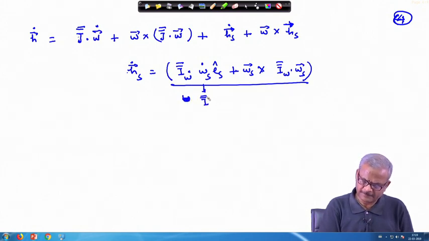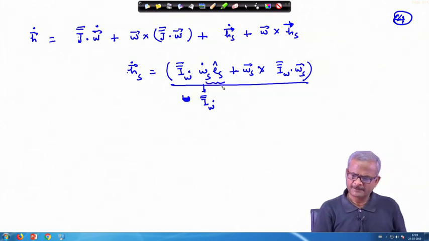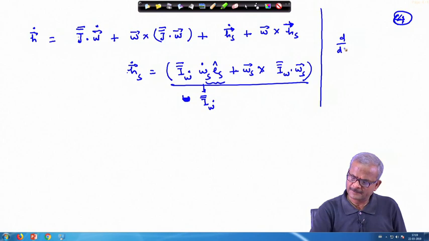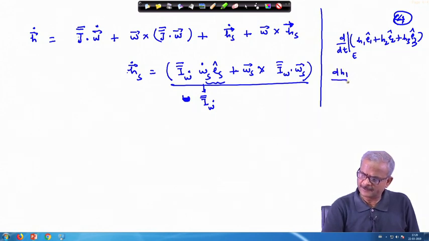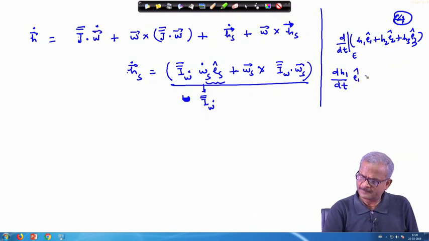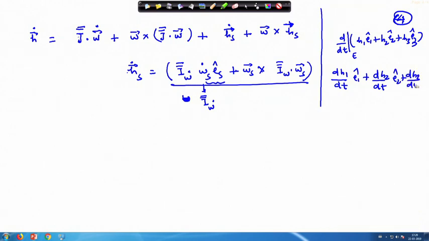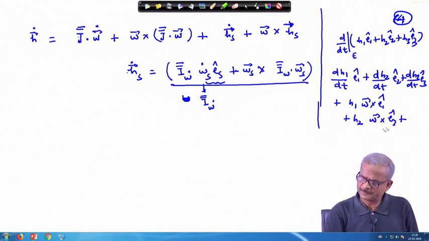The first term here is I double bar w dot. If you remember, once we differentiated this h 1 e 1 cap, h 2 e 2 cap and h 3 e 3 cap, with respect to the E frame, in the E frame what we are writing is d h 1 by d t times E 1 cap, d h 2 by d t times E 2 cap and d h 3 by d t times E 3 cap, plus h 1 times omega cross E 1 cap plus h 2 times omega cross E 2 cap and h 3 times omega cross E 3 cap.